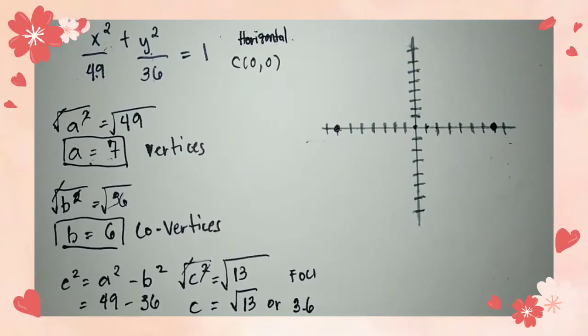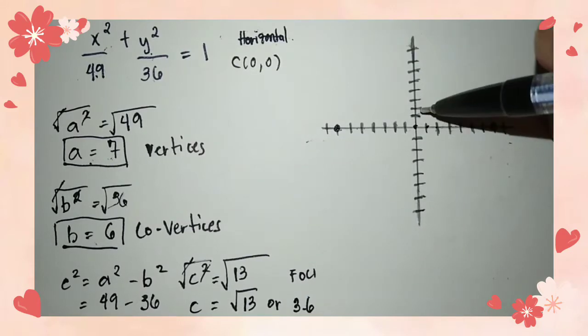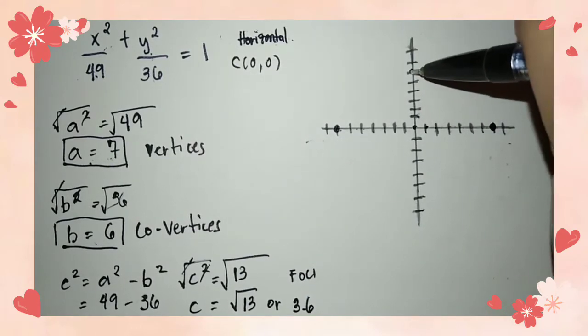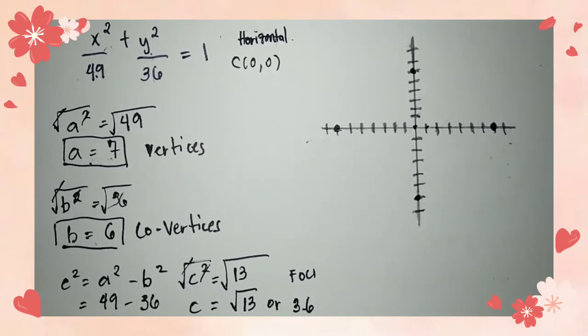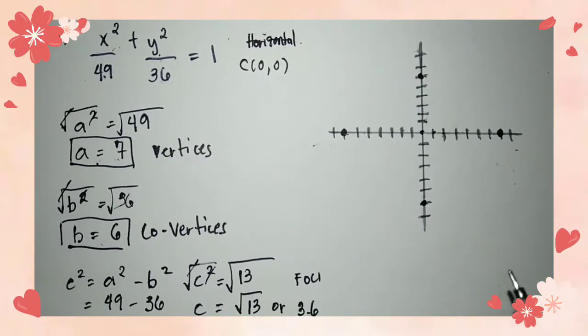And now, we're going to plot our co-vertices, which is B. 6 units, upward and downward. 1, 2, 3, 4, 5, 6. Nandito siya. 1, 2, 3, 4, 5, and 6. Nandito siya. Then, right after that, pwede nyo nang i-drawing or i-graph yung ating ellipse. So, pag ganito siya.